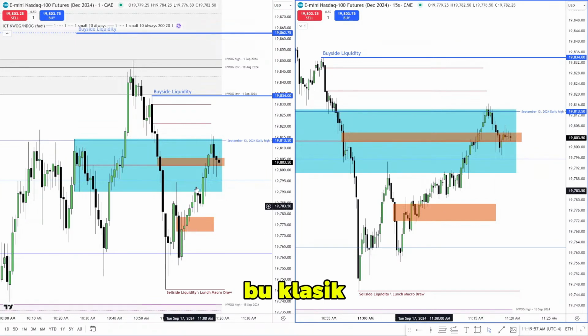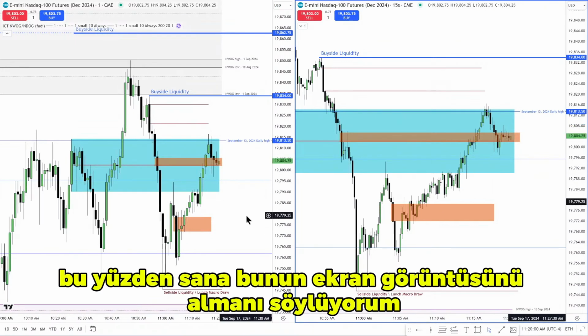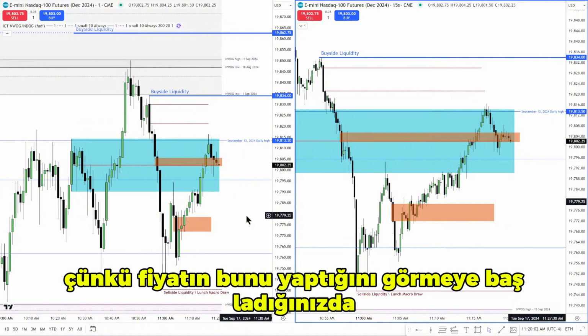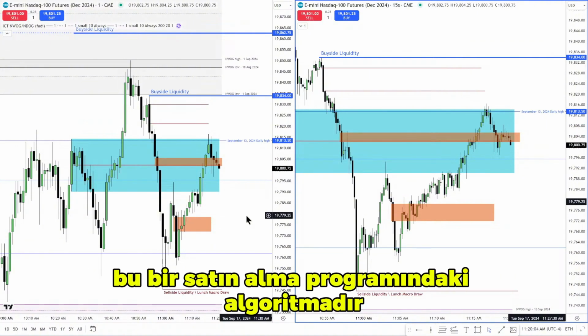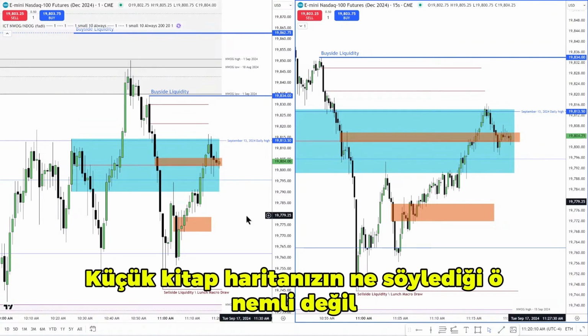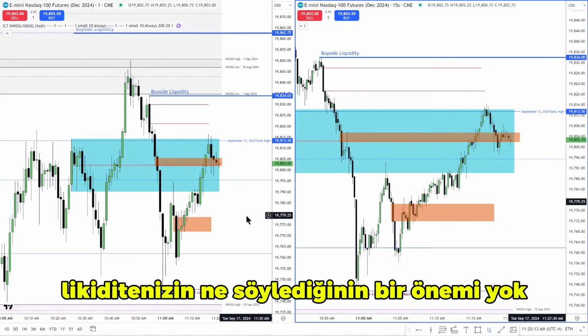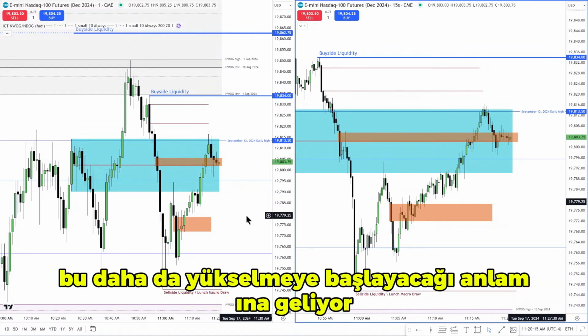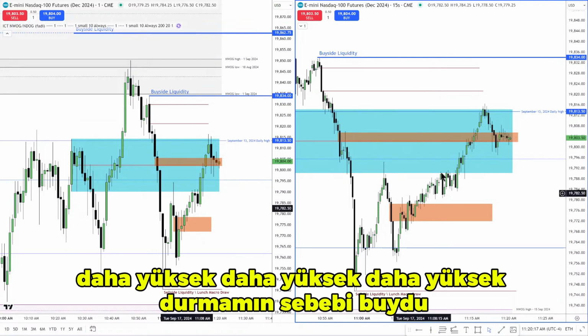This is a classic. This is why I tell you, take a screenshot of that. Because when you start seeing price doing this, that is the algorithm in a buy program. That means it's simply going to keep offering higher prices. It does not matter what your little book map things say. It doesn't matter what your liquidity things say. It means it's just going to start marching higher, higher, higher, higher, higher.